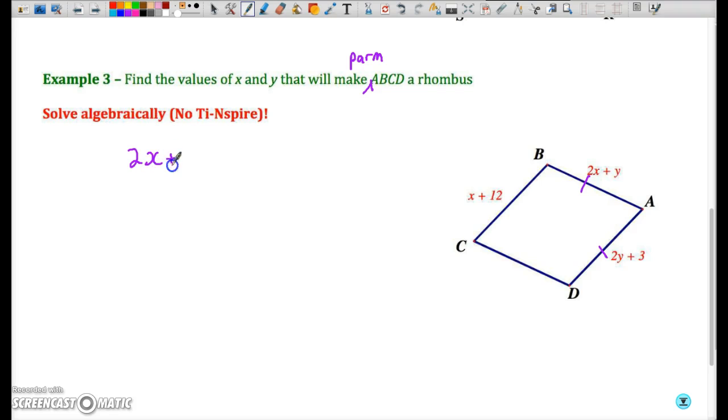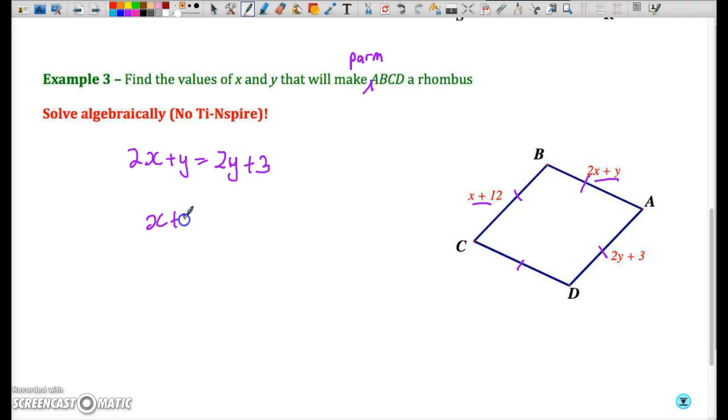So we would need 2x plus y to be equal to 2y plus 3. And of course, the issue we're going to have here is that you can't solve a system of equations which has got 2 unknowns with only a single equation. And so what we're going to need to do is use the fact that if this were to be a rhombus, all 4 of the sides would be congruent, and we're going to need to make a second equation, either equating x plus 12 with 2x plus y, or alternatively x plus 12 with 2y plus 3.